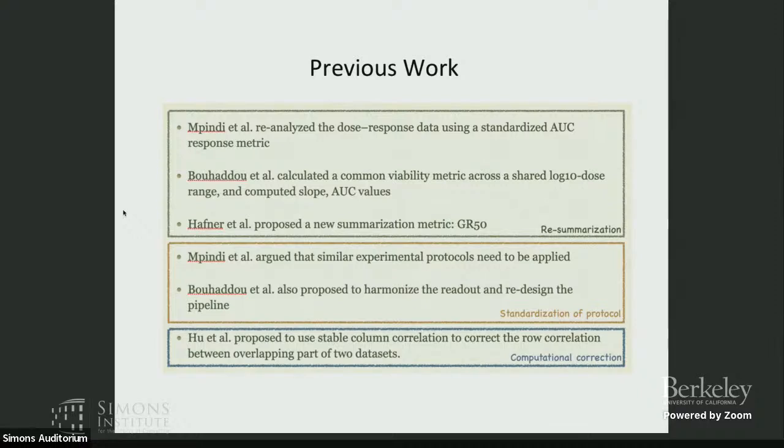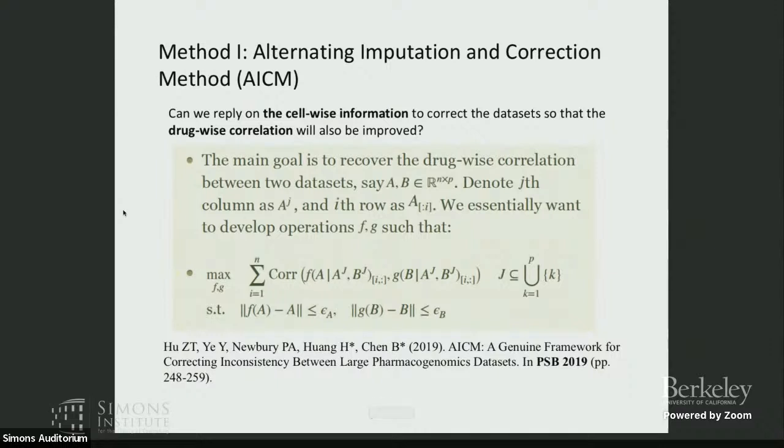And so the computational effort, that literature is relatively thin at this moment. A few years ago, one work we did was really just a very early attempt for us to see what we can do by simply making use of the fact that we have observed that the cell-wise correlation is stronger compared to the drug-wise correlation. So this basically means that we want to find some operations.